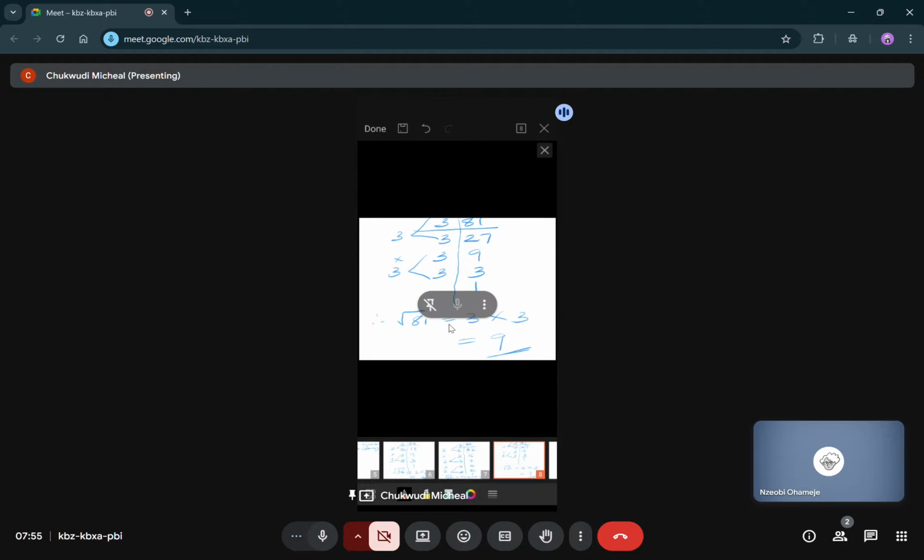But if the number is an odd number, you're going to check. Can 3 divide the number? Because 3 is the first prime odd number. If 3 can, then use 3. If 3 can't, try the next prime odd number, which is 5. Can 5 divide? If 5 can, use 5. If 5 cannot, use the next prime odd number, which is 7. Can 7 divide? That's how you keep trying it.